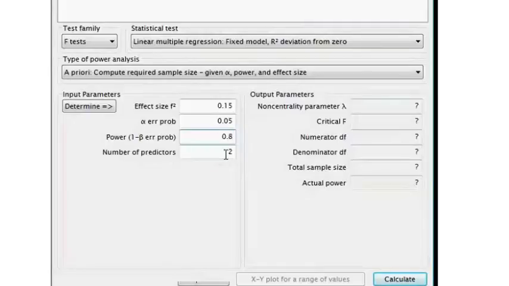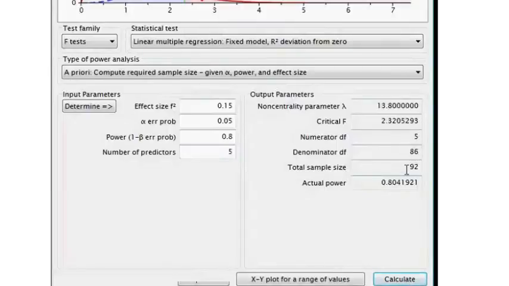And so for a multiple regression model, let's say you had 5 predictors. There goes our IT. So you would get a minimum sample size of 92.